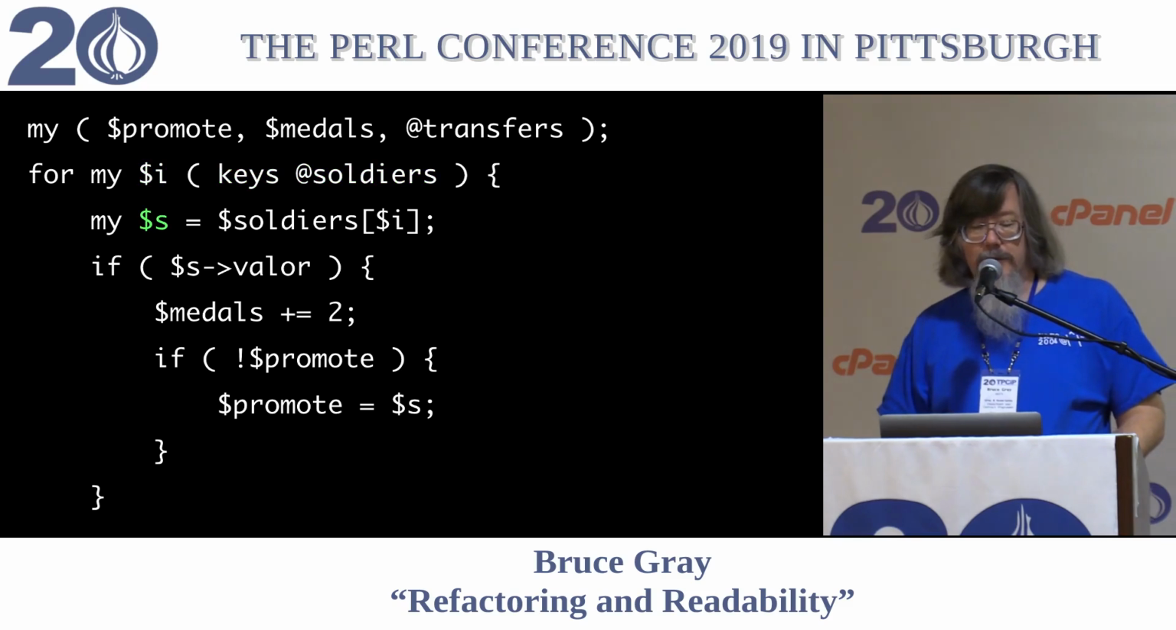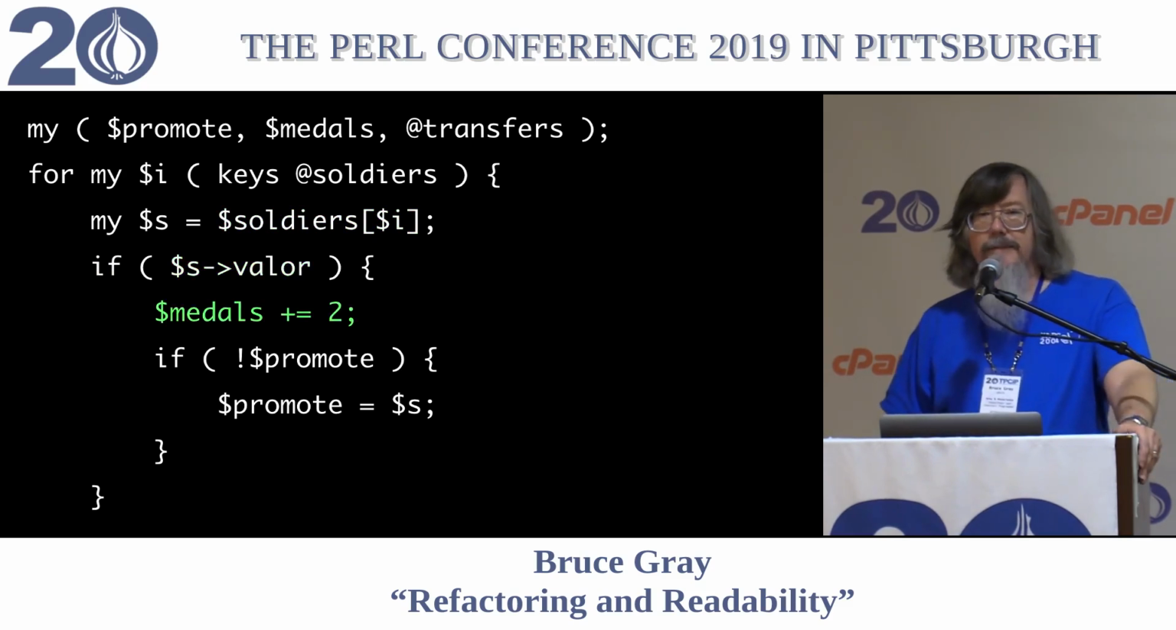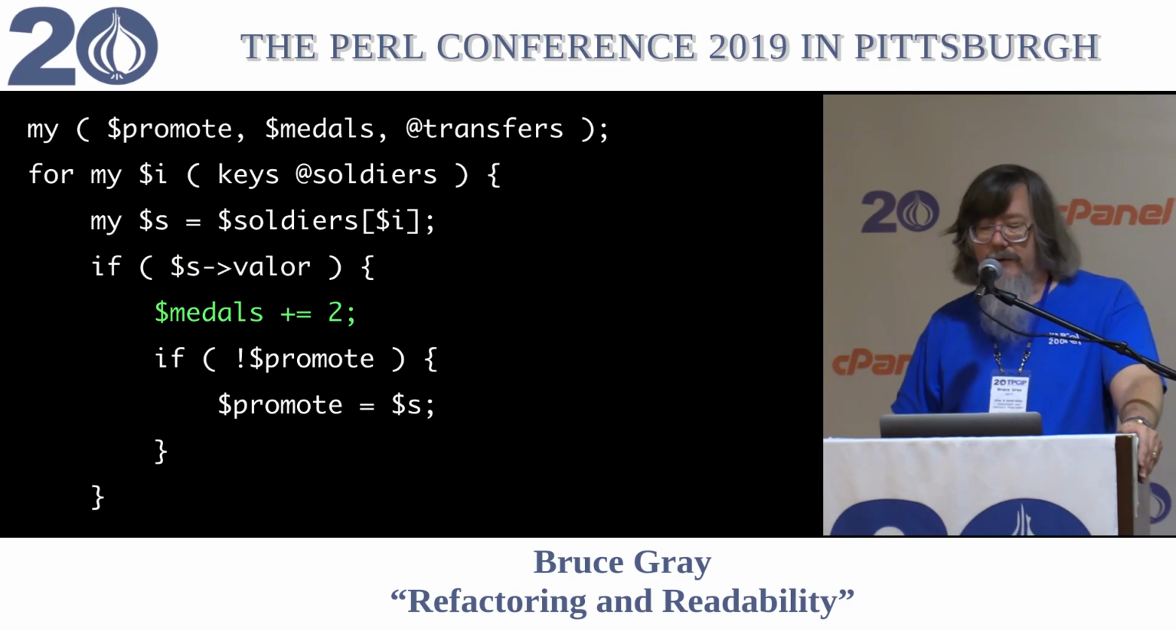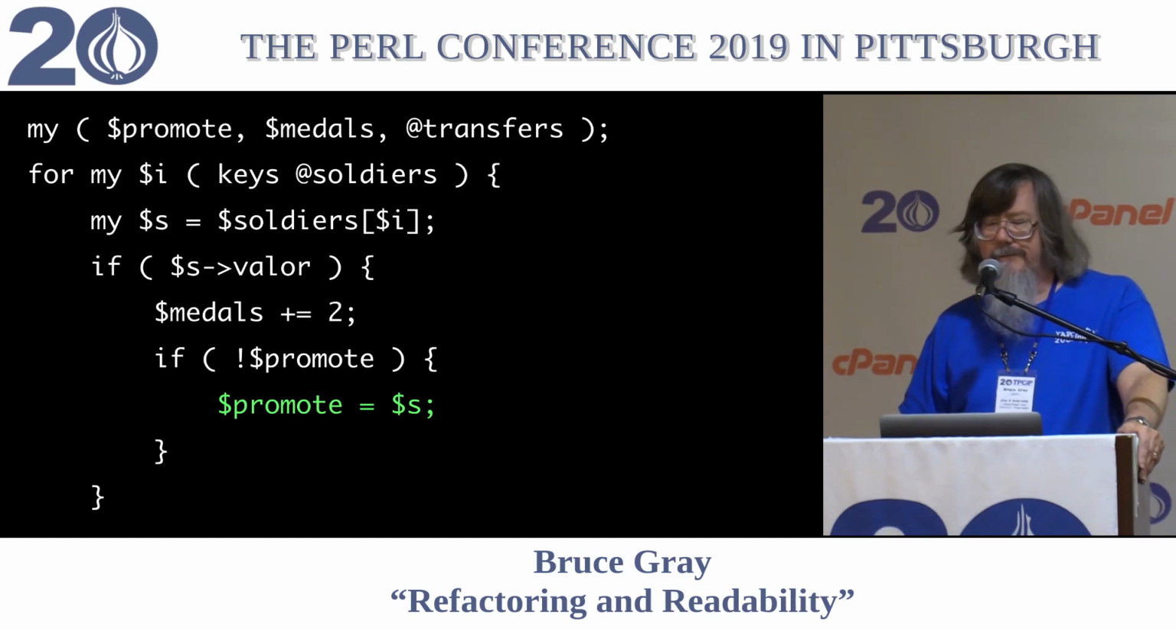S will be the current soldier. If that soldier showed valor, he gets 2 medals. 2? Yes, I asked the general, she said 2. If no one has been selected for promotion yet, then this soldier will be the one promoted. That sounds wrong. Only one person gets promoted? And of all the soldiers who showed valor, we picked just the first one that happened to be in the array? That just can't be right.